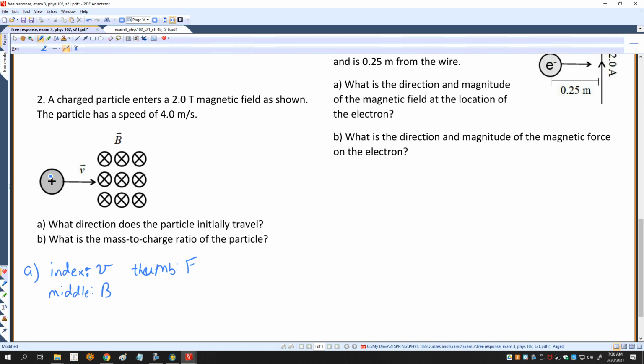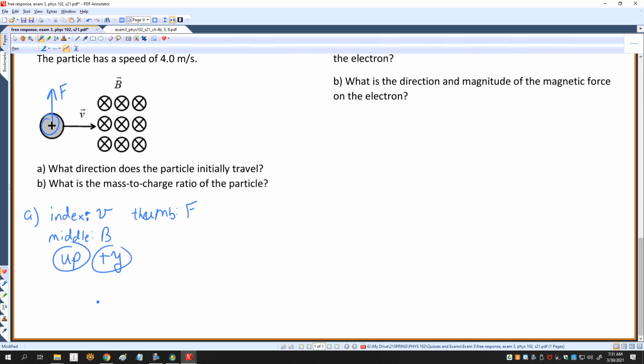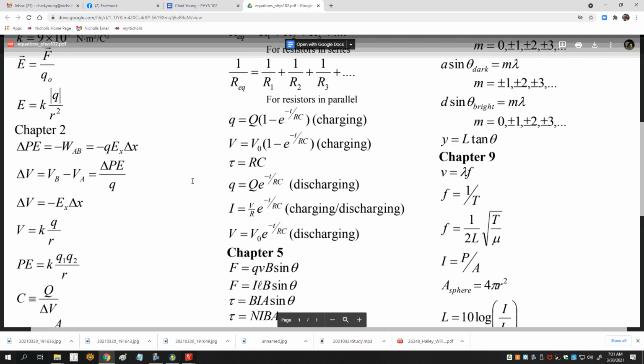So this is a positive particle, so I would use the answer that I get from the right-hand rule. I have my thumb pointing up. That means that the force is going to be up. So for A, the answer is up or positive y direction. What is the mass-to-charge ratio of this particle? So this is a mass spectrometer.